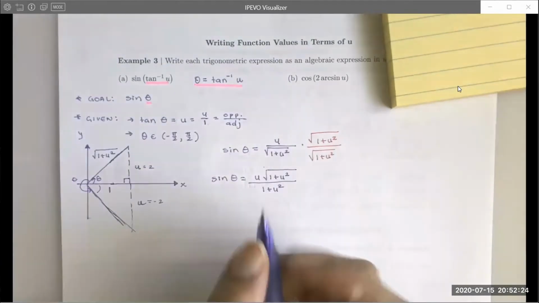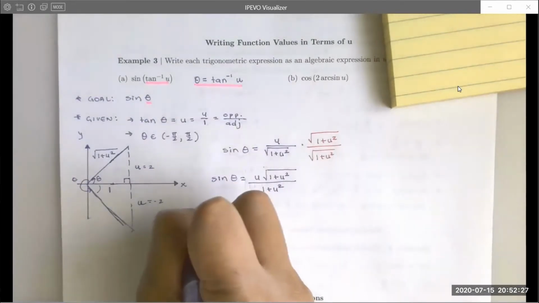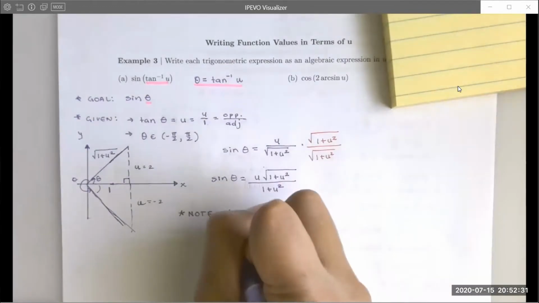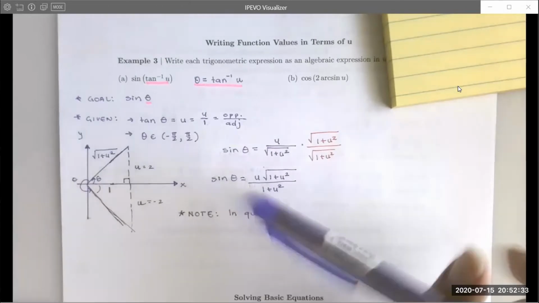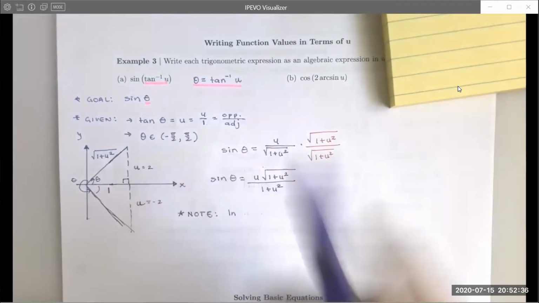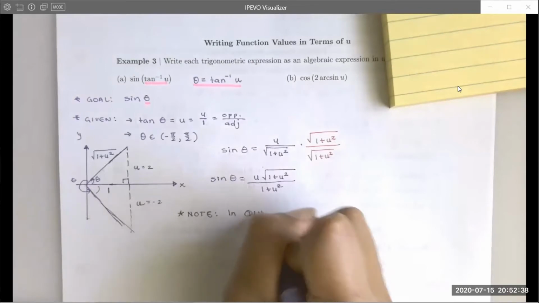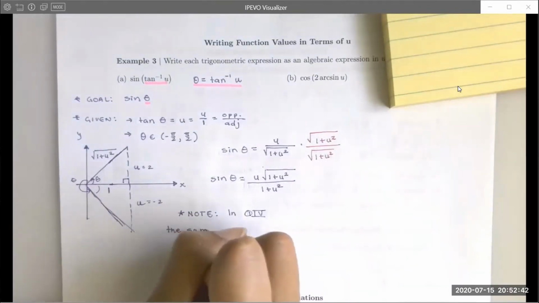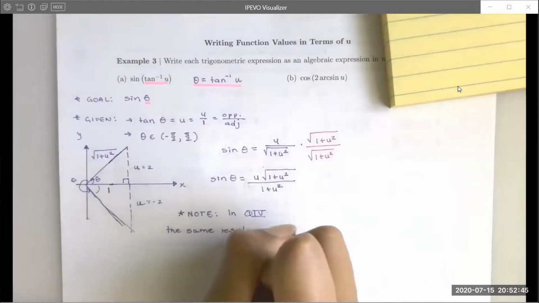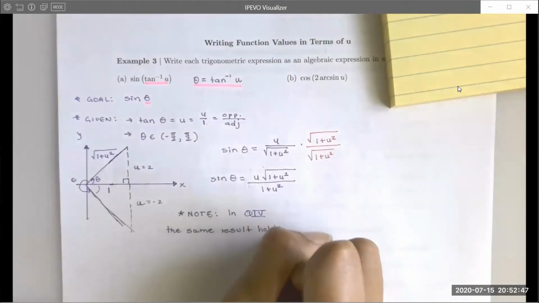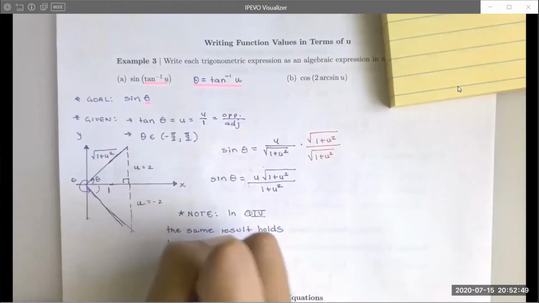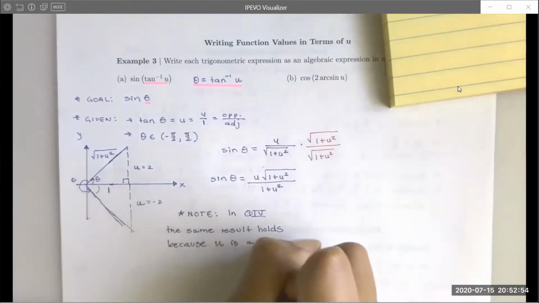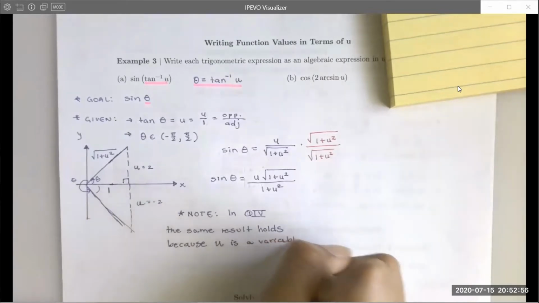Okay. So I'll just write that down as a note. In quadrant 4, I'll just write Q4. The same result holds, because u is a variable representing any number, positive or negative.